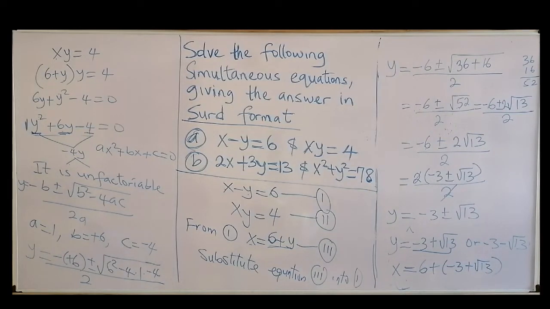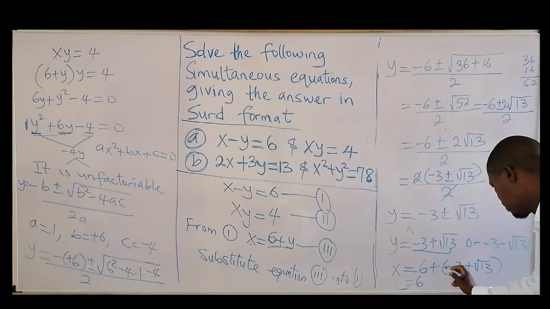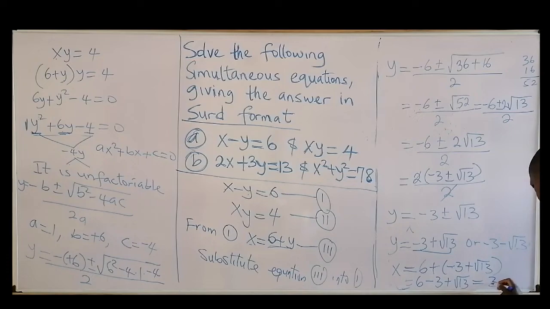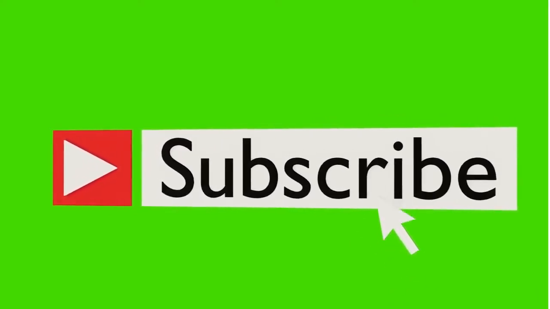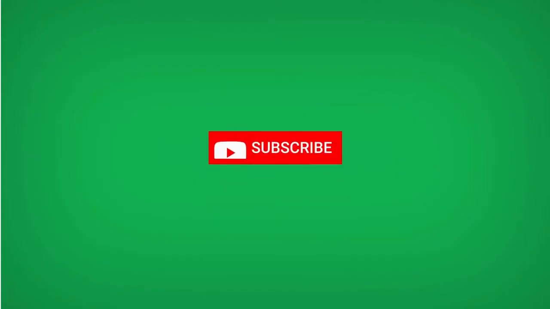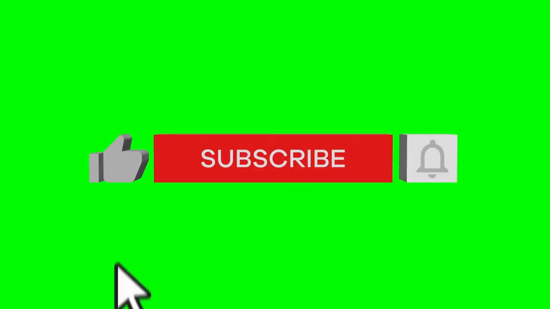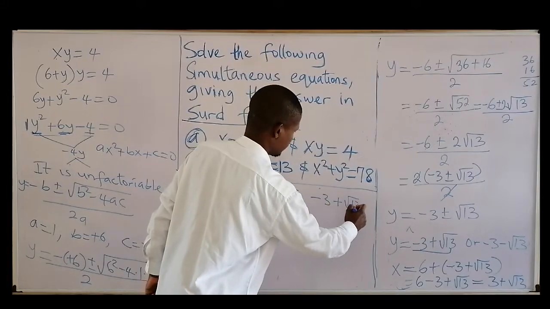Okay, and then if you open it, that will be equal to 6 plus times minus, that's minus, plus times a plus, that's plus root 13. And that will give us 6 minus 3, that's 3 plus root 13. So for that x, y coordinate, when x is 3 plus root 13, y is what? My y is minus 3 plus root 13.